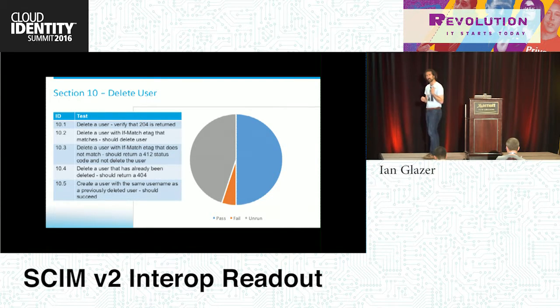The failure is actually against my Salesforce implementation, which was 10.5. So the test goes like this. You create a user, you delete that user, you create the user with the same username, and it should fail. Excuse me, it should succeed, right? In my world, in my code, I didn't put enough insulation around it, and it actually failed.